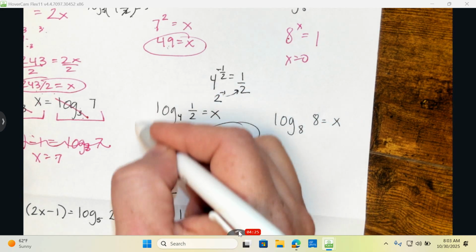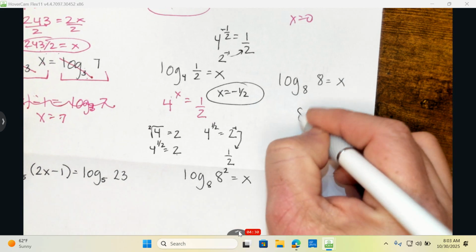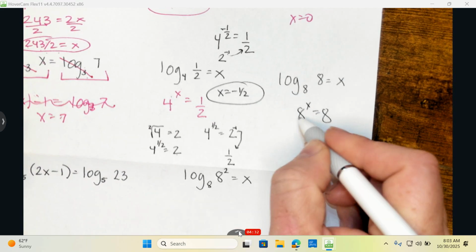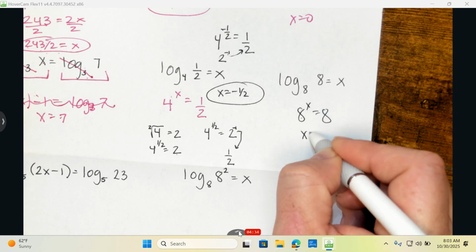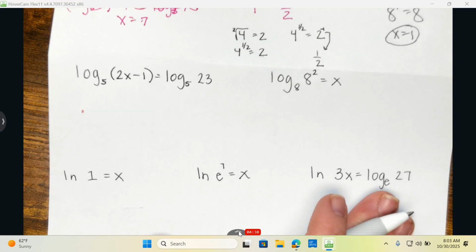I'm going to have us go back at the very end of this video, and you're going to try one similar to this. Next up, 8 raised to the x equals 8, and we know in order for these to be equal, x would have to be 1. Moving on to the next one.